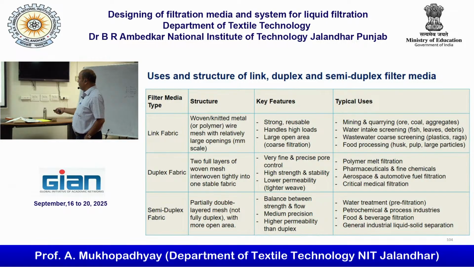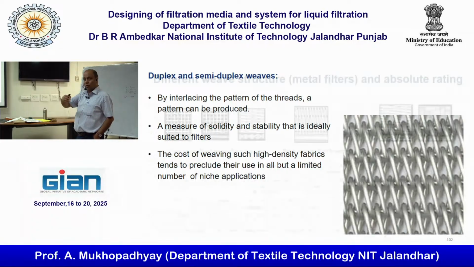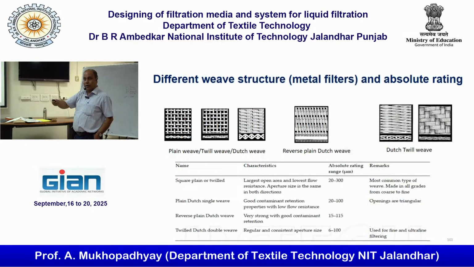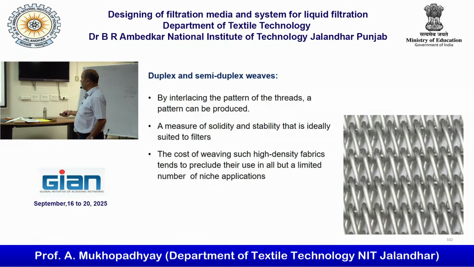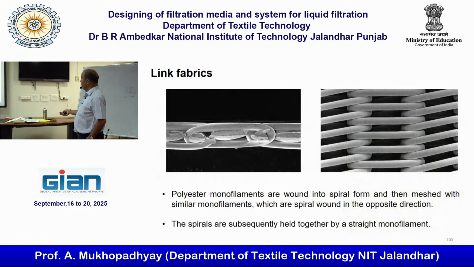These are the other kinds of material: double layer weave, satin weave. Satin weave, as I told, is better for disposing of the cake. The surface will be smooth. So you can also have the metal fiber fabrics. You can see the different metal fibers. Duplex, semi-duplex kind of material, link fabric.